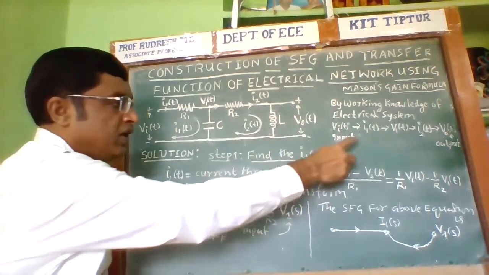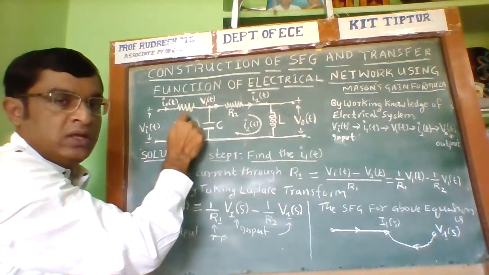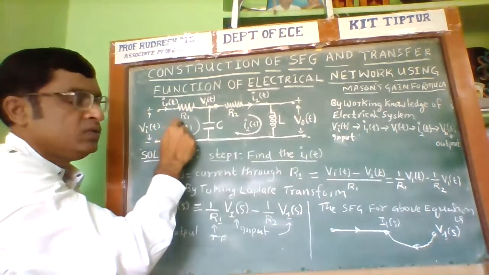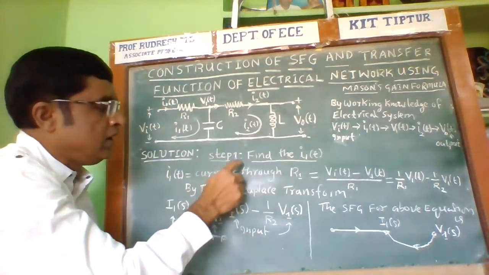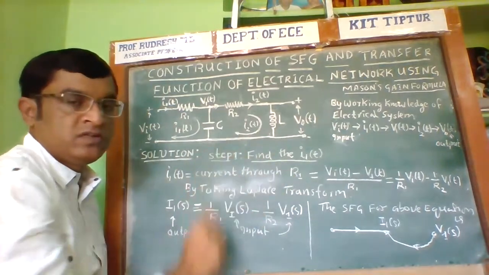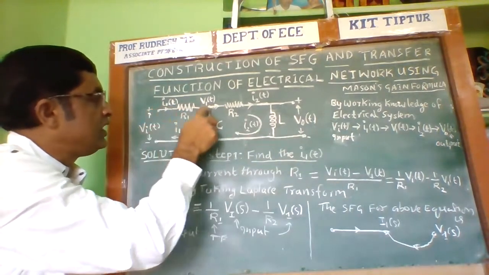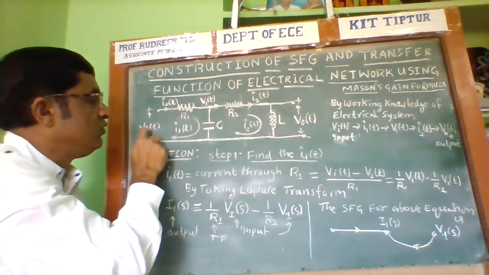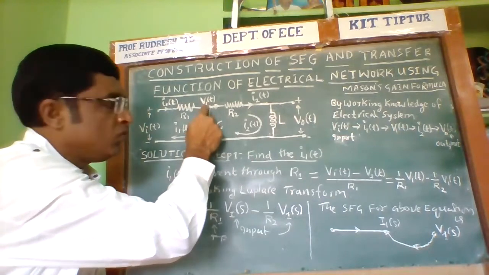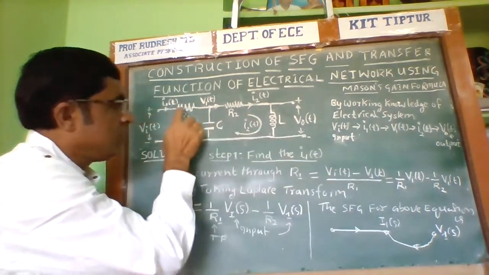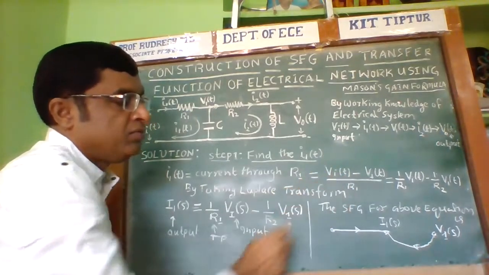Now, what is I1 of t? I1 of t is nothing but the current through the resistor R1. Therefore, the current through the resistor can be calculated by the difference in voltage: the input voltage V of t minus this particular node voltage V1 of t, divided by R. That is, the difference in voltage divided by R.